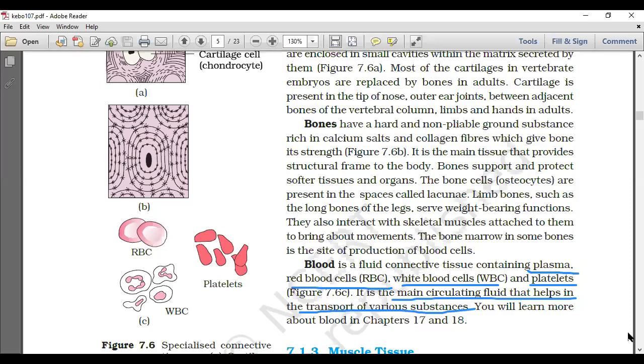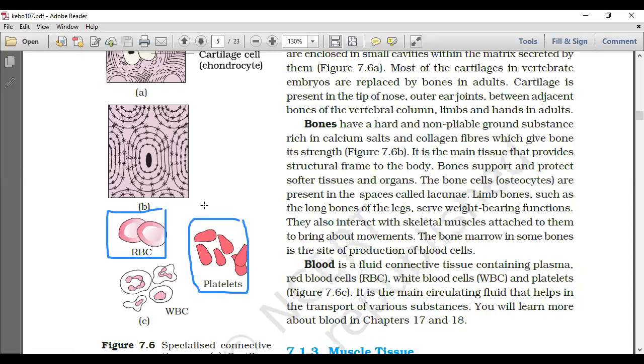You will learn more about blood in chapters 17 and 18. Till then, let's watch the diagrams given here. The diagrams will come in the examination without labeling. You need to recognize them as RBC, platelets, and WBC.